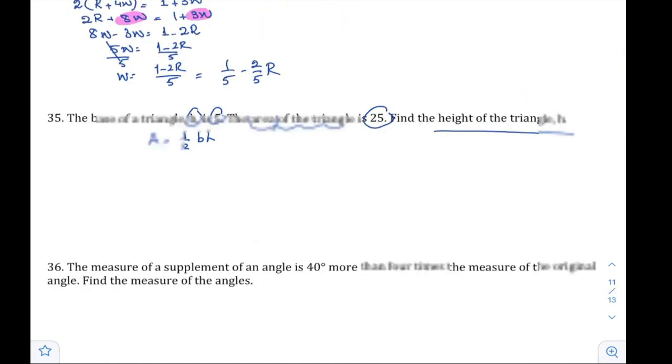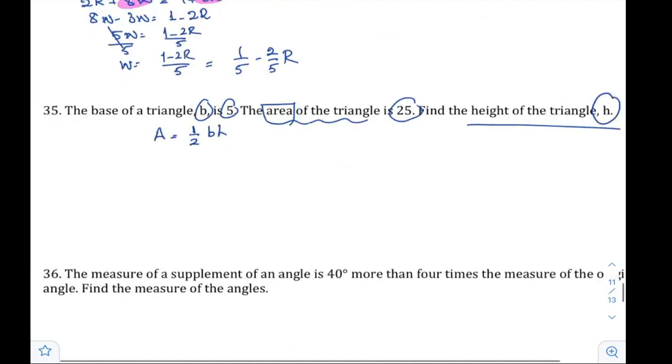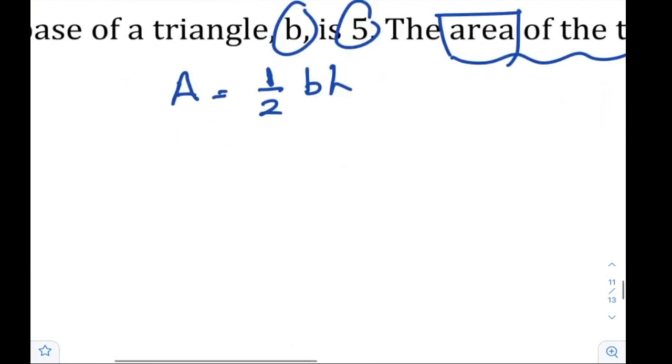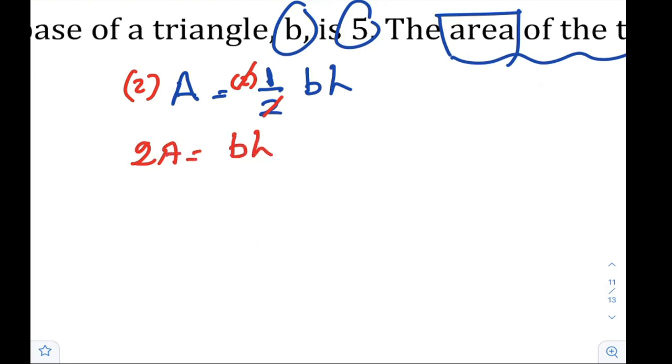If he is asking to find the height H, let's solve for H. خلينا نطلع ال H لوحدها. How can I find H? First of all, multiply by 2, so that we get rid of the denominator. So صار عندي 2A is equal to BH. And to find H alone, I divide by B.